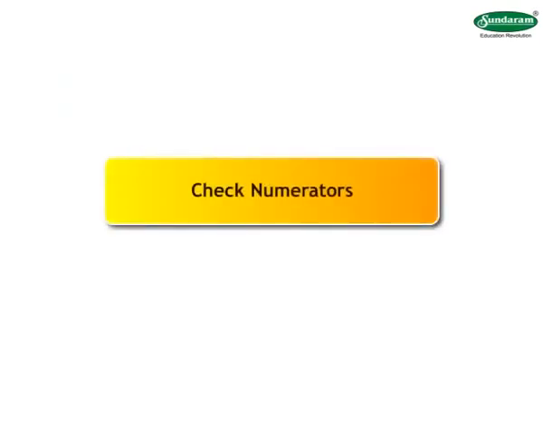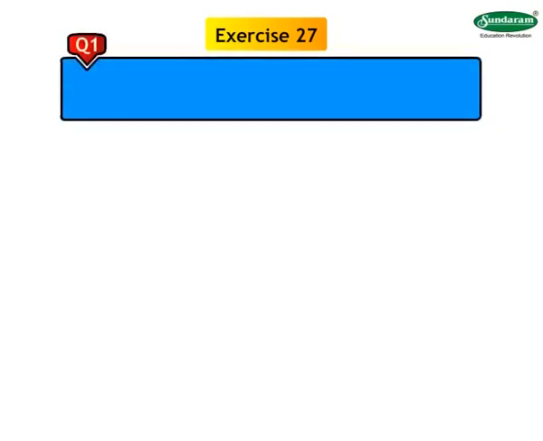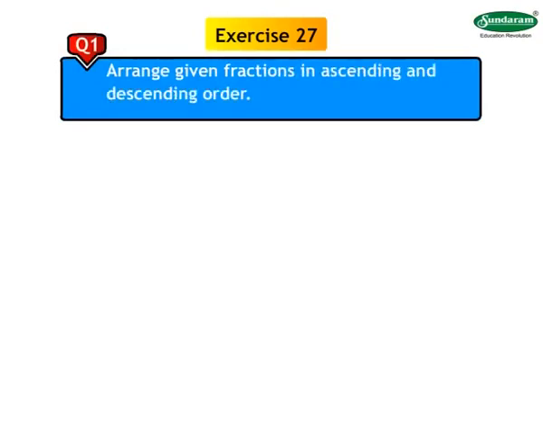So, just check the numerators in fractions with equal denominators. Arrange the numerators in ascending order and descending order, and hence the fractions. Let us solve an example from exercise 27. Question 1. Arrange given fractions in ascending and descending order. 7 upon 8, 3 upon 8, 5 upon 8.